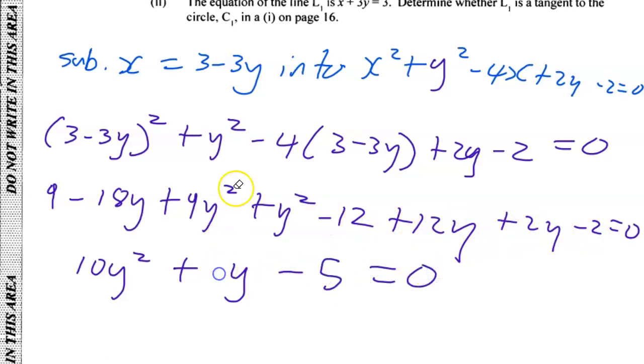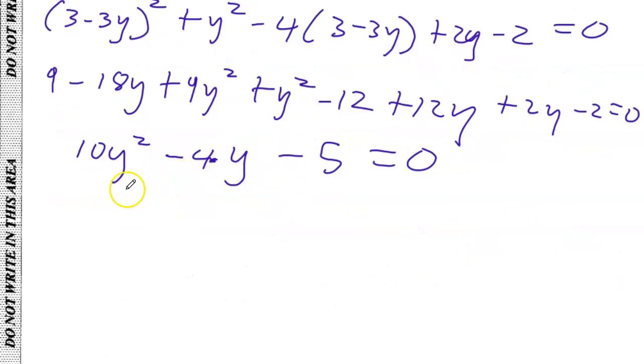Actually, there's an error here. It should be negative 4y, sorry, minus 18 plus 12 plus 2. So we're going to solve. It cannot be factorized, so solve using the quadratic formula.